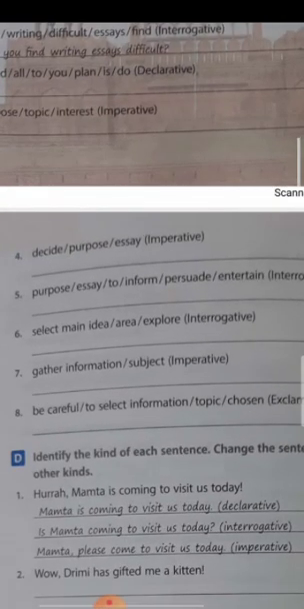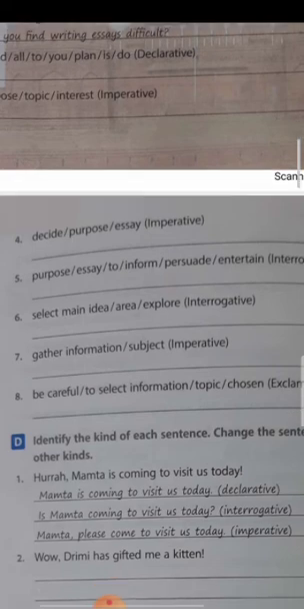Hooray! Mamta is going to visit us today. So how is it done? Next, how is it done? Mamta is coming to visit us today. That is declarative. So the question was exclamatory. Then we wrote it in the declarative form. Next one, see, is Mamta coming to visit us today? Interrogative form. Mamta, please come to visit us today.